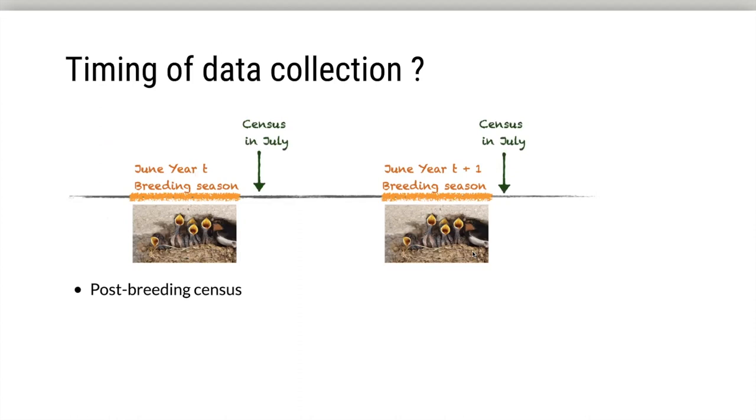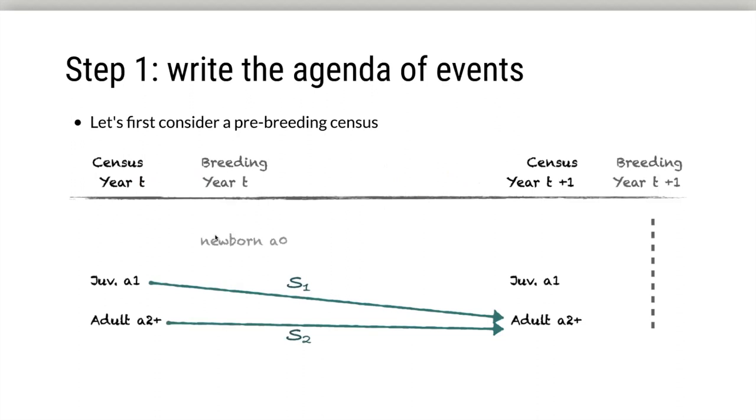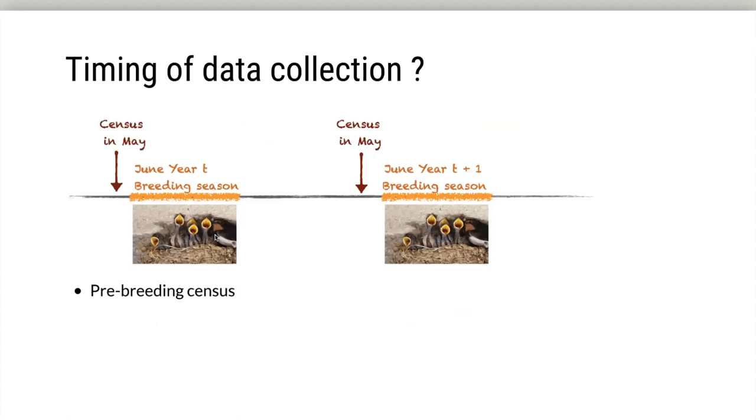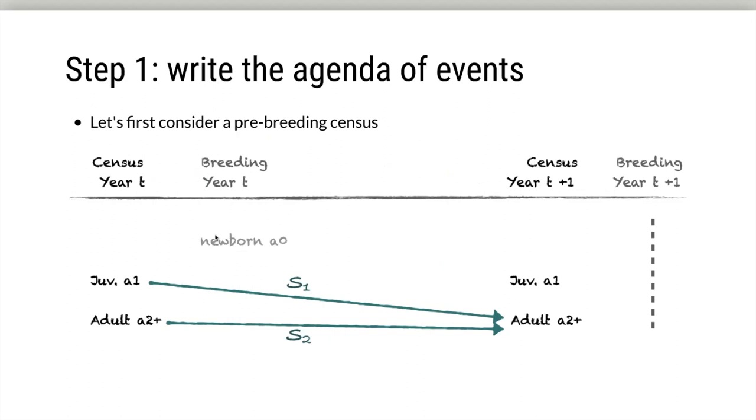A post-breeding census would be if we would count the population or project the population size in July. In this case, we would count also the chicks that are already born in the population, and we would observe them directly. So first, let's consider a pre-breeding census. Okay, so this is the situation where we set our model to project population size in May, just before the chicks are born. We can decompose the different steps until we write the transition matrix to project the population.